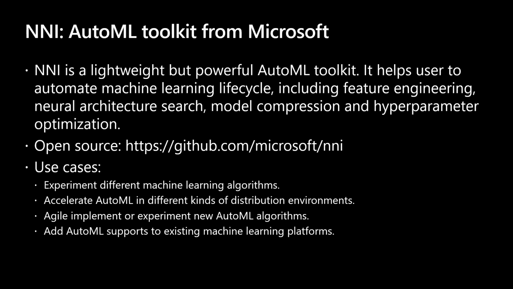NNI is a lightweight but powerful toolkit which could help users to automate feature engineering, neural architecture search, hyperparameter optimization, model compression, and many other cases. In the NNI scenario, we can experiment with different AutoML algos and also speed up learning in many kinds of distributed environments. Also, we can quickly experiment with or implement new AutoML algos. In addition, users can use NNI to support AutoML in their own machine learning platforms.